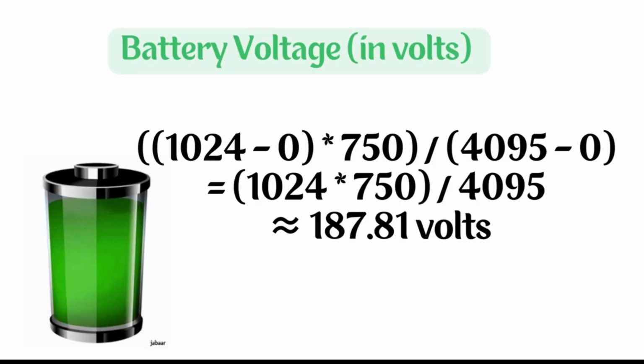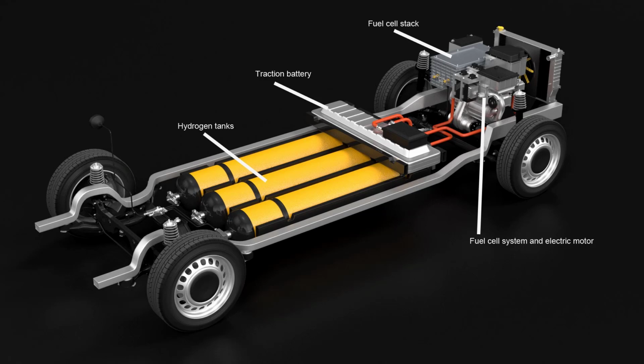Example 2, ADC_result equals 1024, one quarter of full scale. Now, let's calculate the battery voltage for an ADC_result of 1024. Battery voltage in volts equals (1024 minus 0) times 750, divided by (4095 minus 0), which equals 1024 times 750 divided by 4095, which is 187.81 volts. The estimated battery voltage for an ADC_result of 1024 is around 187.81 volts.